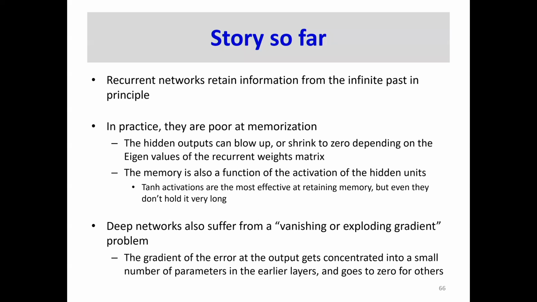So going back, recurrent networks retain information from the infinite past in principle. In practice, they are poor at memorization. The hidden outputs can blow up, shrink. It depends on the eigenvalues of the recurrent weight matrix. The memory is also a function of the activation of the hidden units. Deep networks also suffer from vanishing and exploding gradients. This has nothing to do with recurrent networks.